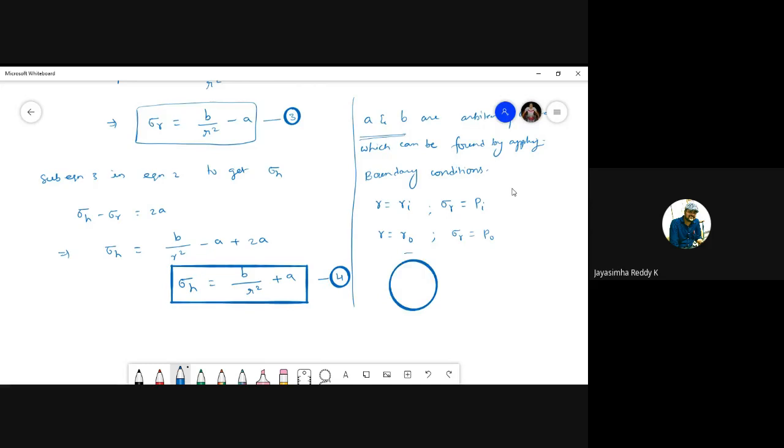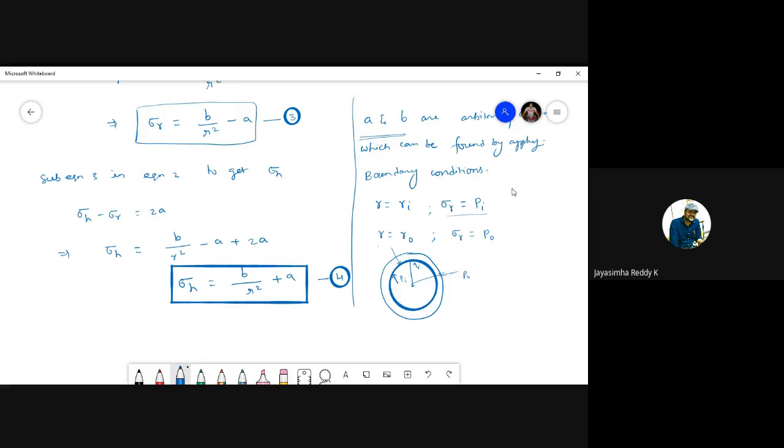See, I just wanted to make sure that you understood this boundary condition. Here, students, we have a cylinder like this. There is an internal pressure, and this is Ri. At Ri we have internal pressure of Pi, so the stress at Ri will be Pi. Similarly, at r is equal to r naught, the stress will be equal to the external pressure P naught. So these are the boundary conditions. Based on these, we can find the A value and B value.